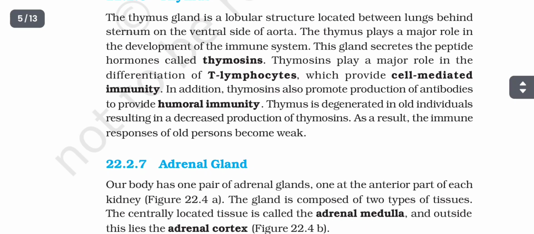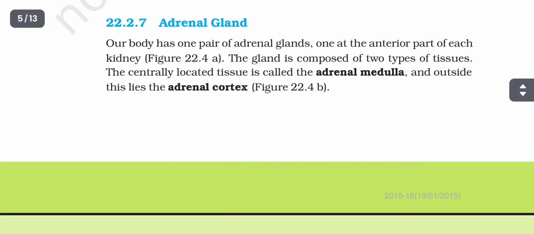In addition, thymosins also promote production of antibodies to provide humoral immunity. The thymus is degenerated in old individuals, resulting in a decreased production of thymosins. As a result, the immune responses of old persons become weak.